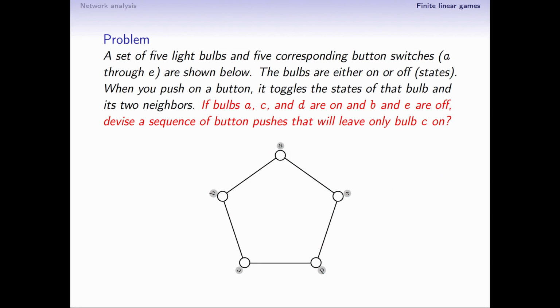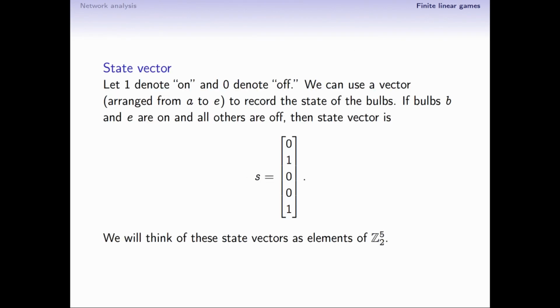Now, one thing we're going to need to do as we work with this system of bulbs is keep track of the state of the system at any given time. And to do that, we're going to introduce what's called a state vector. We're going to let 1 denote on, the bulb is on, and 0 denote off, the bulb is off. And we can use a vector, arranging the components from A to E to record the state of the bulbs.